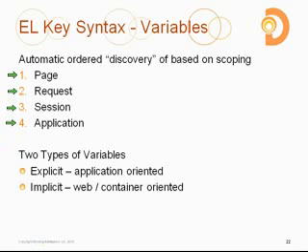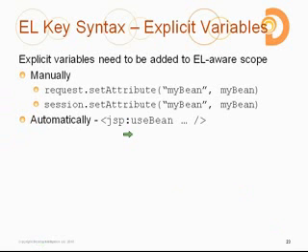From a development perspective, I can either have my Java bean placed in one of those 4 scopes manually using the set attribute capability of either the HTTP request or the HTTP session, or I could have my Java bean added to one of those scopes automatically using the JSP useBean tag as well as specifying the scope.